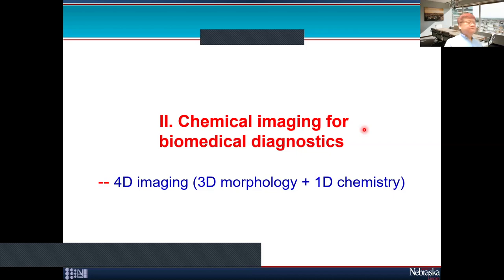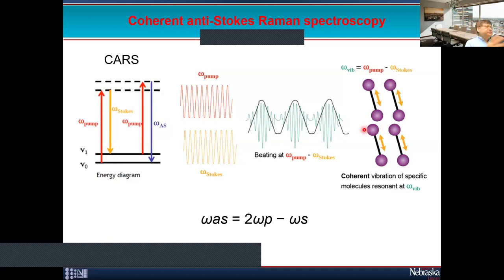So one area is what's called chemical imaging, because when you talk with doctors and many other people, if you tell them spectroscopy, they don't like it. But if you tell them chemical imaging, then they like this name quite easily. So it's just three-dimensional microscopy plus one-dimensional chemical information. The central approach we use is coherent anti-Stokes Raman spectroscopy, and this is a four-wave mixing technology.